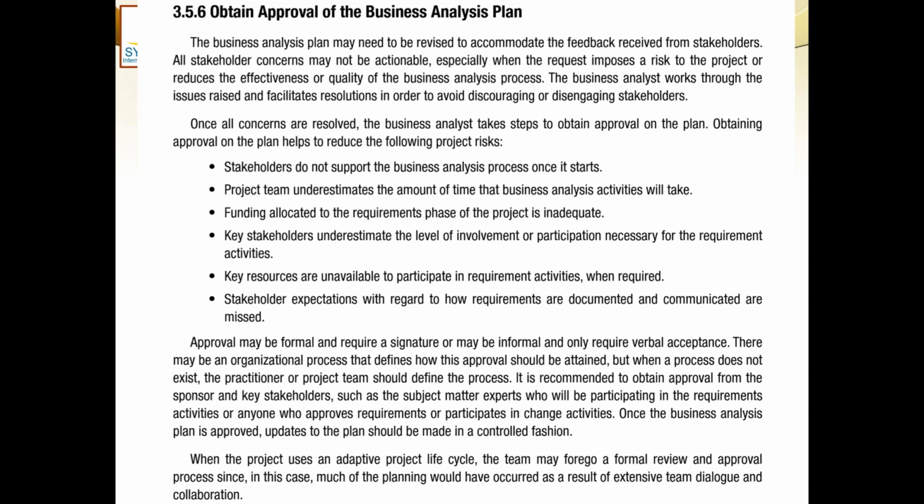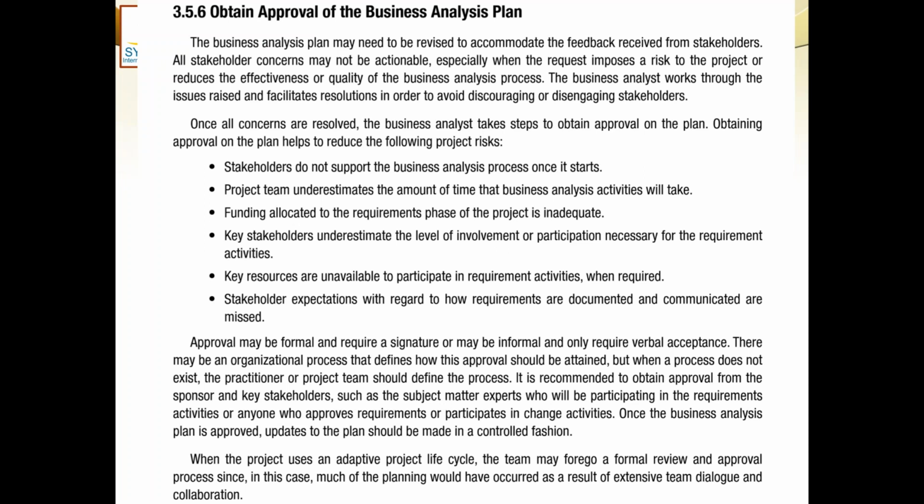Project team underestimates the amount of time that business analysis activities will take. Funding allocated to the requirements phase of the project is inadequate. Key stakeholders underestimate the level of involvement or participation necessary for the requirement activities. Key resources are unavailable to participate in requirement activities when required. Stakeholder expectations with regard to how requirements are documented and communicated are missed.